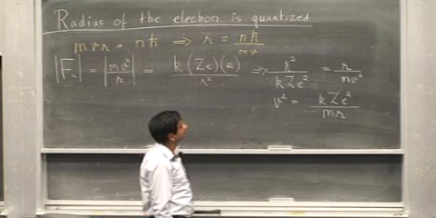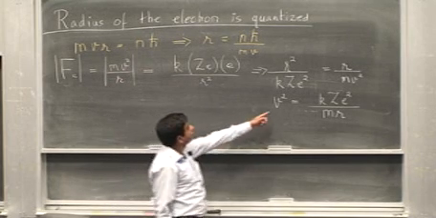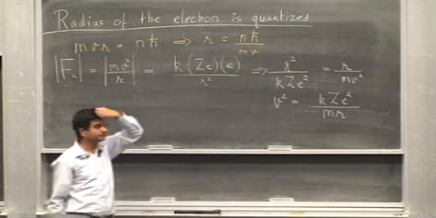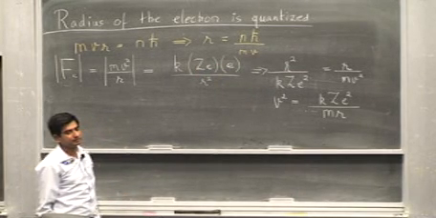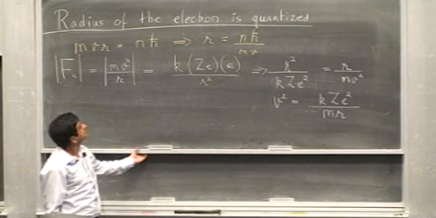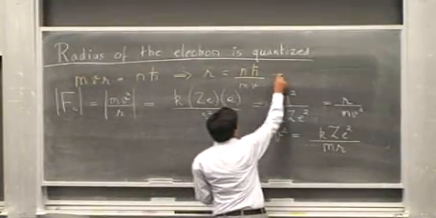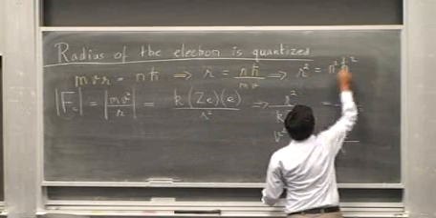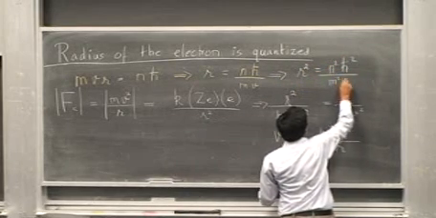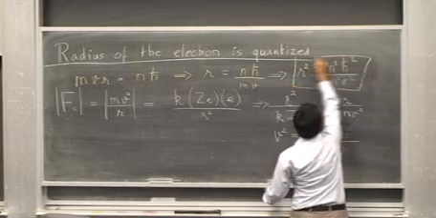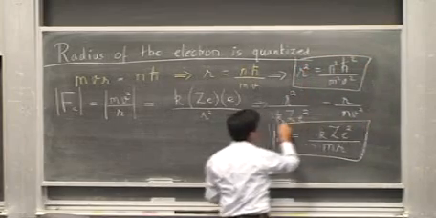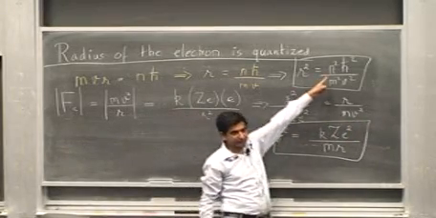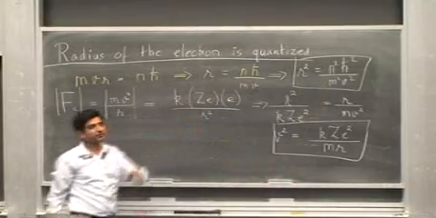Is that correct? So from here, you can put the value of V into this equation. If I take the square of both sides here, R squared is n squared h bar squared over m squared v squared. I have this equation and I have this equation. So what I would like to do is put the value of v squared into this equation so that I can eliminate the speed.